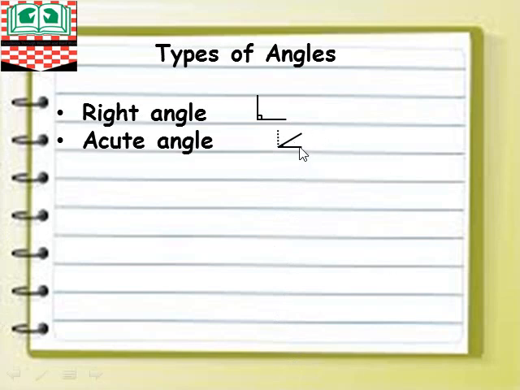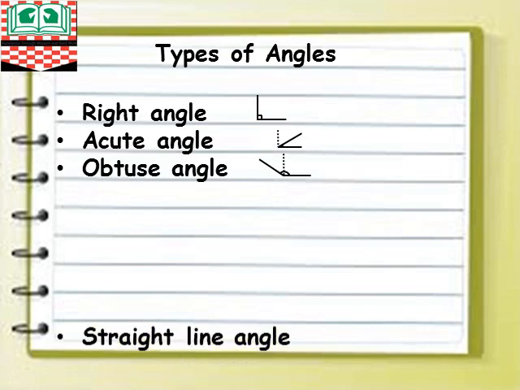You can see between this line and this line, this angle here is smaller than 90 degrees. See this dotted line is supposed to be 90 degrees. Now, the next one is obtuse angle. An obtuse angle is greater than 90 degrees, but it's not up to straight line angle. It's greater than 90 degrees, but it's less than 180. It could be 105, 120, but it's less than 180.